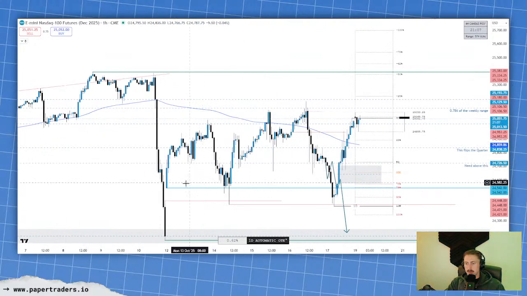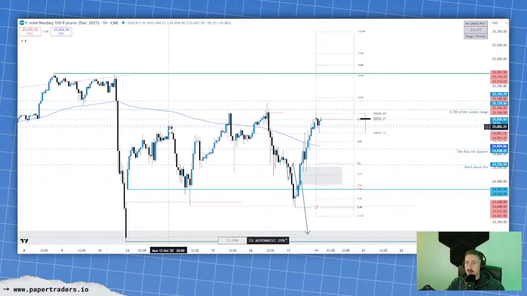We said, okay, well, we need to see a sweep of this and hold in order for us to continue to the upside, but we also want to see above this level and above this level in order for us to continue further to that previous weekly high, which you can see how well these bodies held over here on Monday, then over here on Tuesday, how well that Sunday open held.